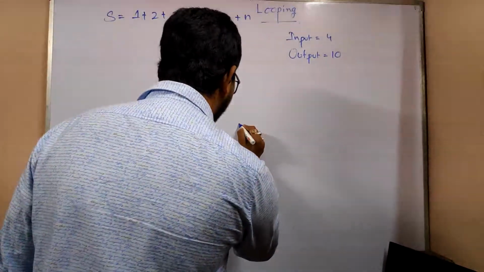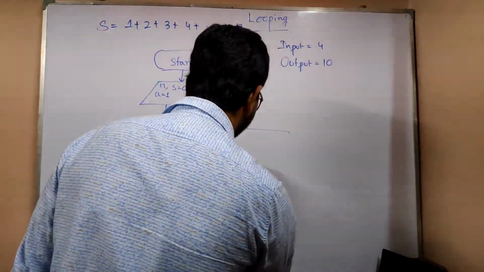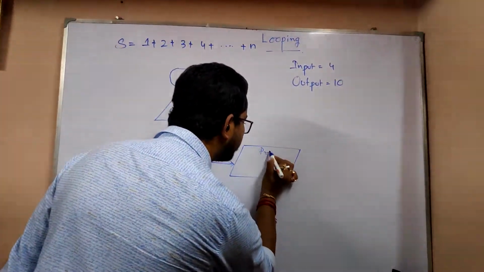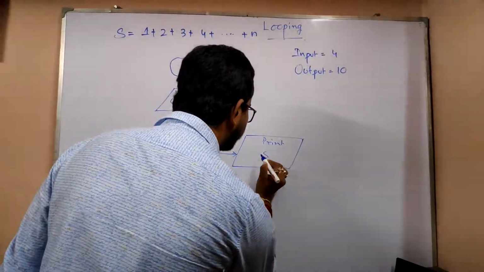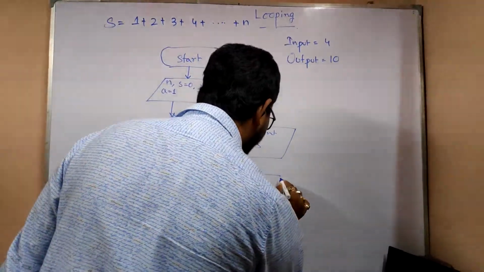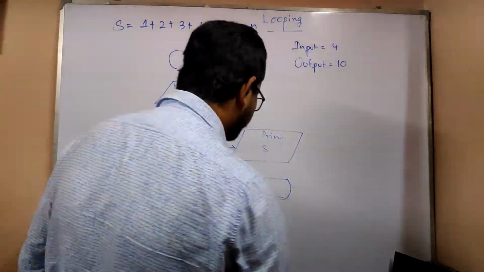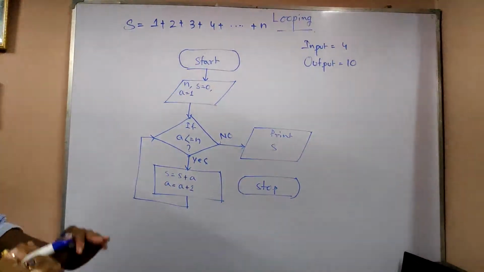When it will be no, the value of s will be printed. After it we have to make it stop. The flowchart drawing is completed. Now the part is explanation.